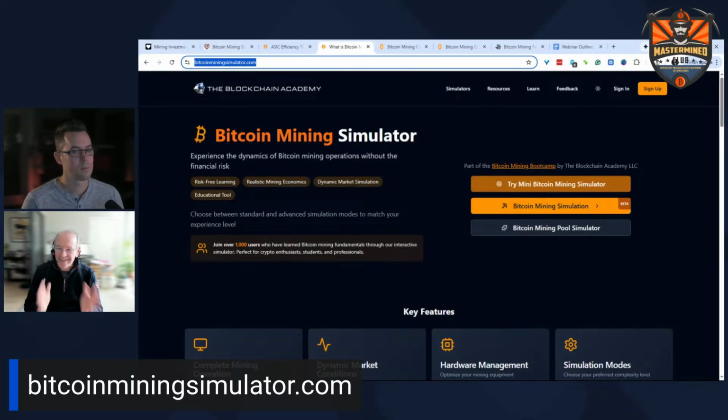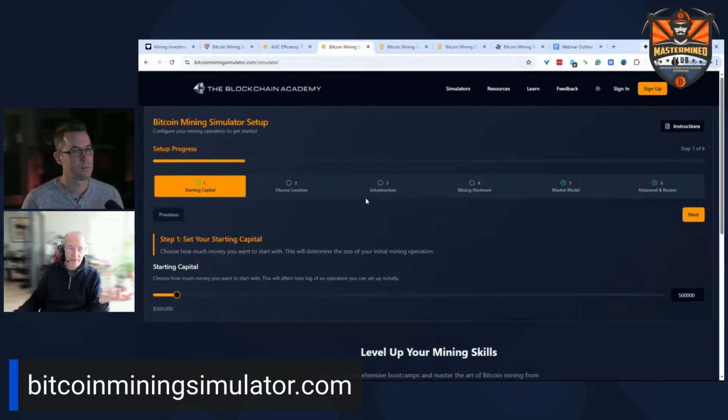But that still doesn't give you the experience of what you want to do if you're going to be a Bitcoin miner. Well, I built this one. This is the Bitcoin mining simulation. You have to go through and create a scenario that works for you. In this particular case, you have the ability to go from 100,000 up to 10 million. I'm just going to choose $1 million as my start.